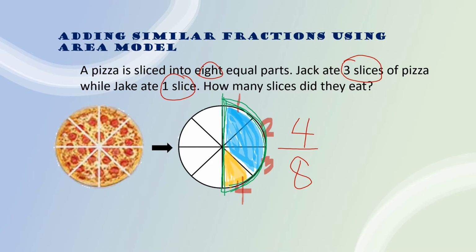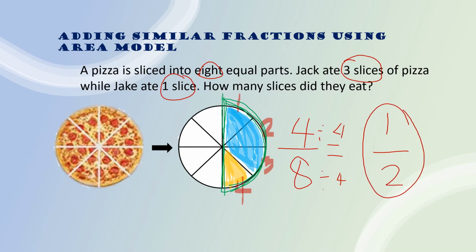All right. Which is the same as when we simplify 4/8. How do we simplify? We will divide it by its GCF, which is 4. So what is 4 divided by 4? 1. 8 divided by 4 is 2. And our answer is 1/2, which is the same as when we compare it to our area model. They really ate half of the pizza.